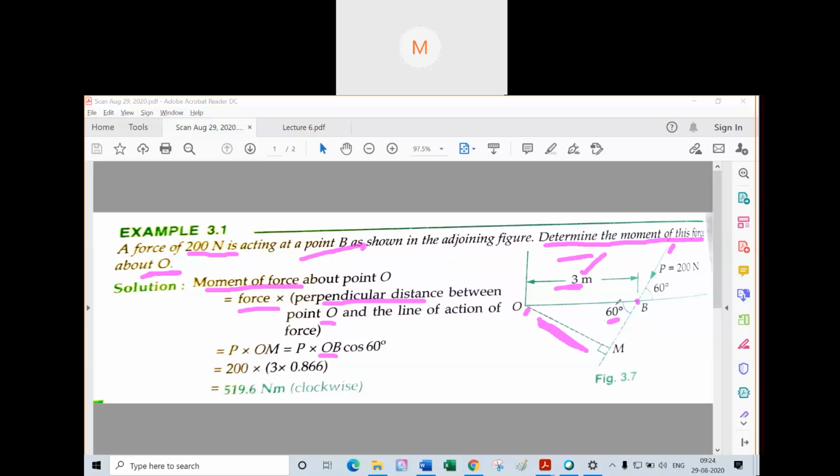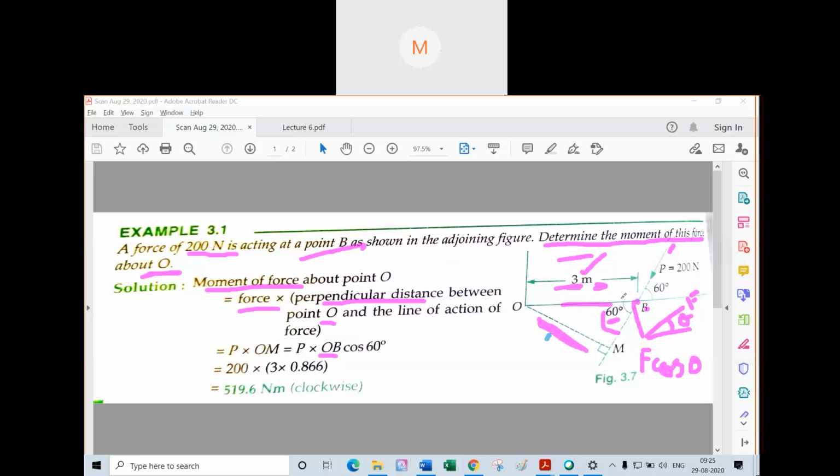Now if we have to know the cos theta component of something, we all know like this. Suppose this is F, then this is F cos theta, and here it will be F sin theta. Now here OB is F. So OB cos theta, OB cos 60, will get you this distance, OM. As simple as that.